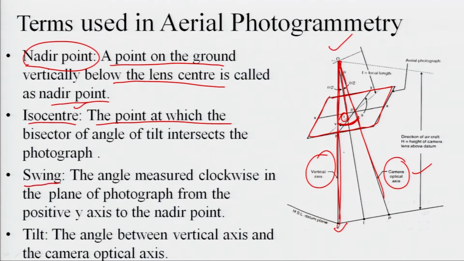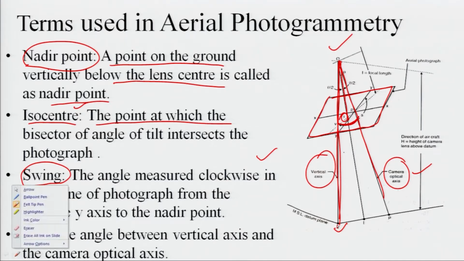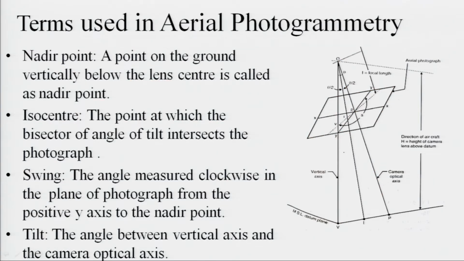Talking about swing, swing is basically an angle measured in a clockwise direction in the plane of photograph from the positive y axis to the nadir point. This is the y axis, and if we measure an angle in a clockwise direction from the positive y axis to the nadir point, then this portion is known as swing.